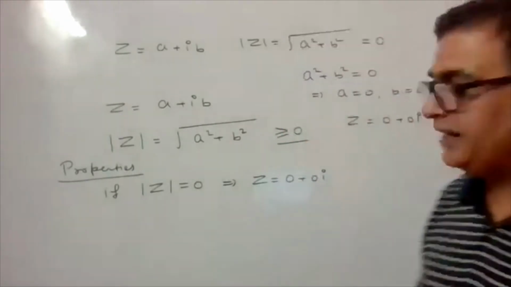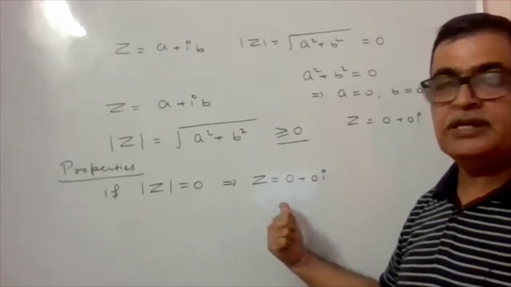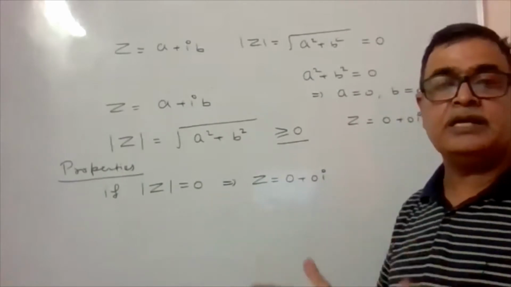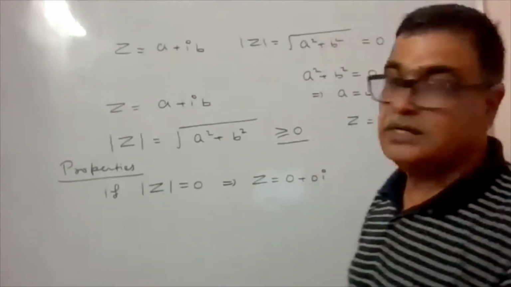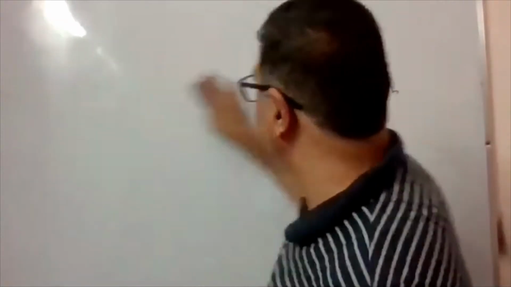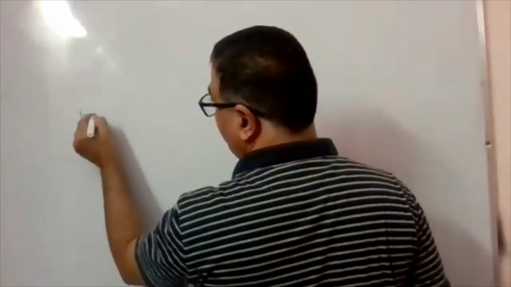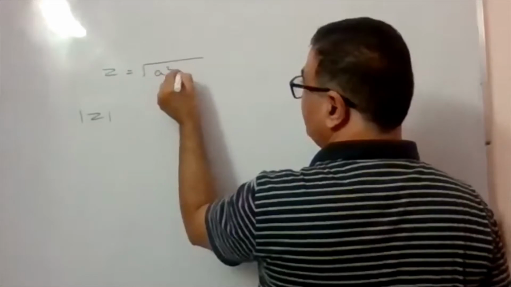So first property says that if modulus of complex number comes out to be 0, the complex number will be 0 plus 0 iota. That is a compulsion we have. Second property. Second property says that if you take modulus of a complex number, it is under root of A square plus B square.